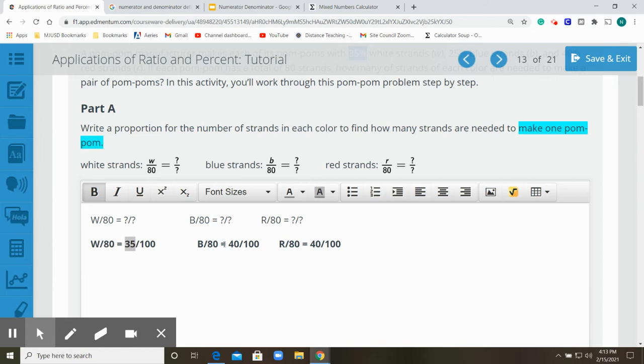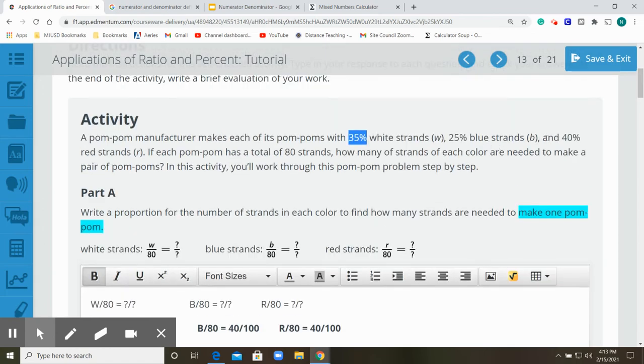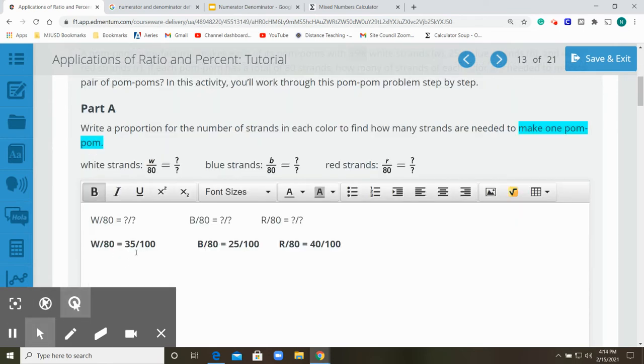Blue over 80 equals 40 over 100. Again, that's given here. Oh, I'm sorry. Let me pause for a second. Okay, I apologize. I misspoke. The white one is 35%, which means 35 over 100. The blue is 25% of the pom-pom strands, which is 25 over 100. The red percentage is 40%, which is 40 over 100.